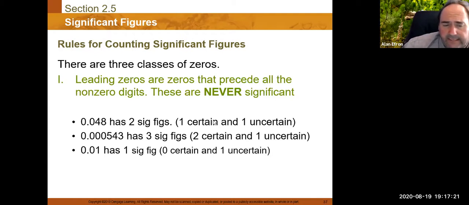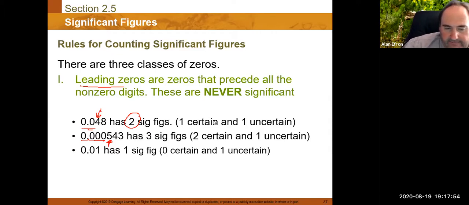The first type is a leading zero. And these are all the zeros that basically come before that first non-zero number. And those are never significant. So when we look at this number here, start left to right, we don't hit that first non-zero until right there at the 4. The 4 and the 8 then would be 2 significant figures, those zeros are kind of placeholders, if you will. All these zeros here are not significant until we hit the very first non-zero, which would be the 5. So 5, 4, 3, there are 3 significant figures.